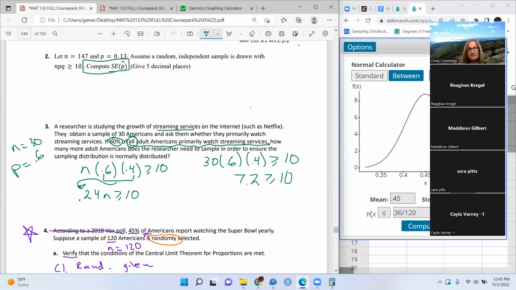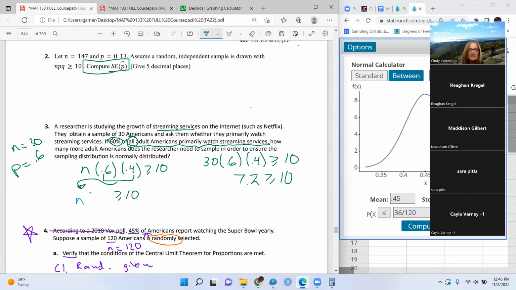So you did 0.6 times 0.4. So n times 0.24, right. And you haven't done that yet. So over here, this is just 7.2, 30 times 0.6 times 0.4. So that fails, and so we need to up our n. We need to get it larger. So let's figure out what n should be, and so I'm solving this.